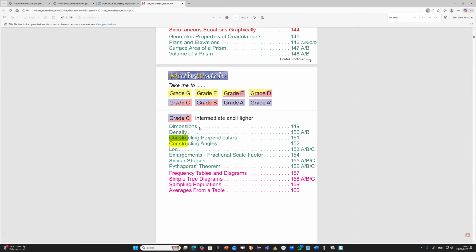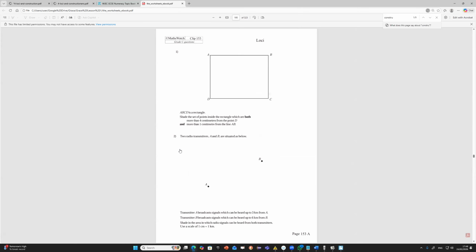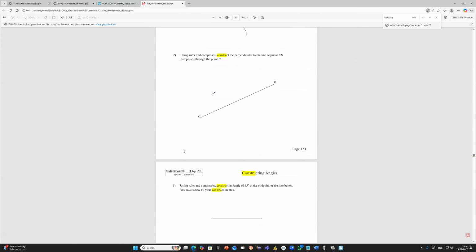So, because there's all this stuff here. Constructing perpendiculars with angles, loci. I can send you these as well. That'll be good. And then as long as you can do those, you should be fine. Okay.